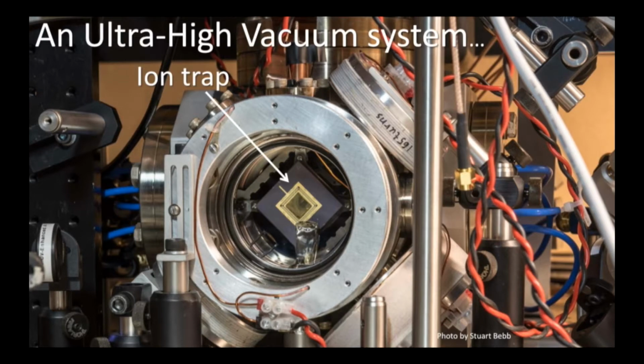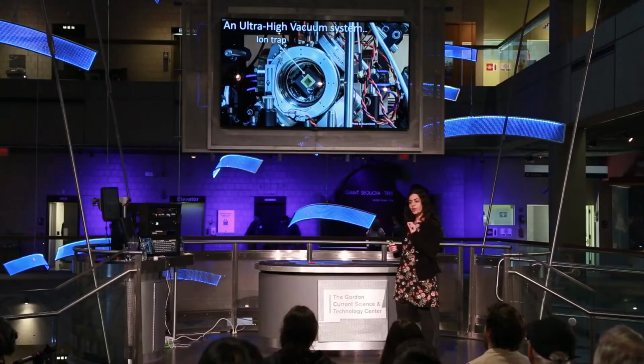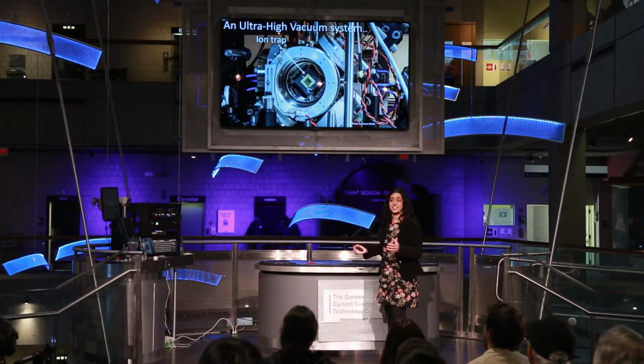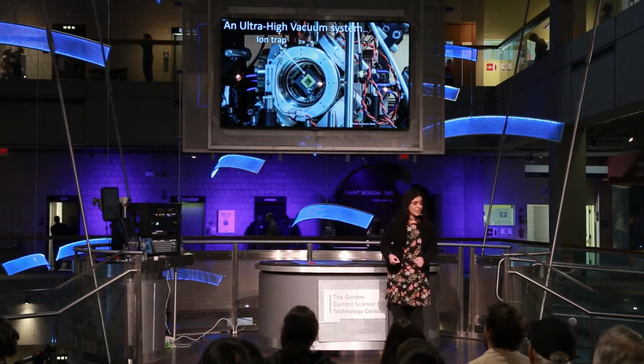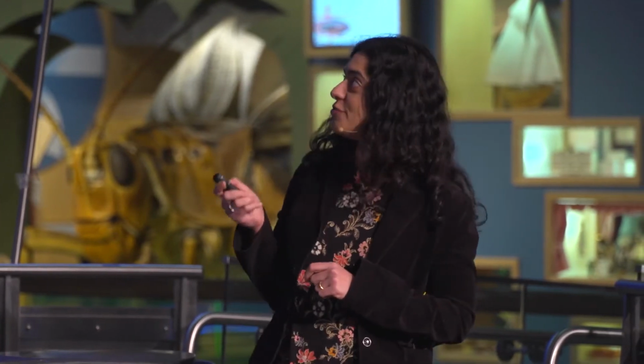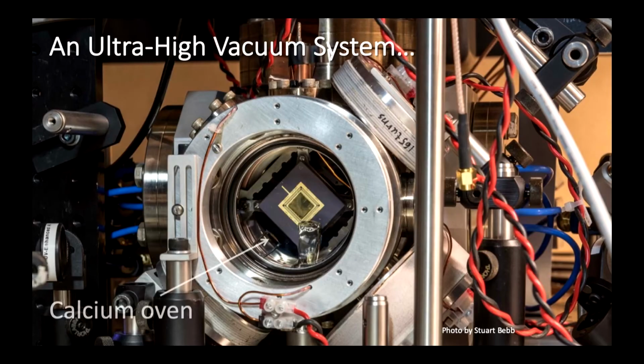Basically it's a closed metal can, and it's connected to some very powerful pumps that just suck out all of the air from inside there. And to give you an idea of how little gas there is in there, the pressure in there is basically the same as the pressure on the moon. Okay, so we put our trap in vacuum, and we take those calcium atoms that we looked at in the beginning, and we put them in a little metallic tube, which if you squint, you can see over there. And that little metallic tube we call the calcium oven.